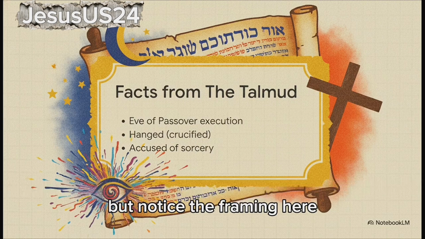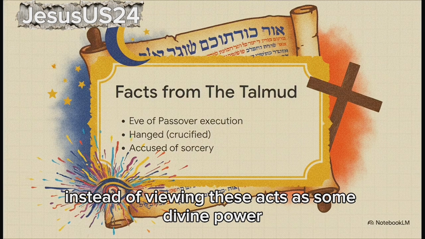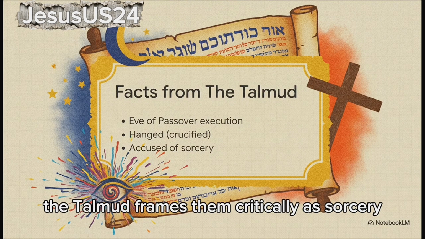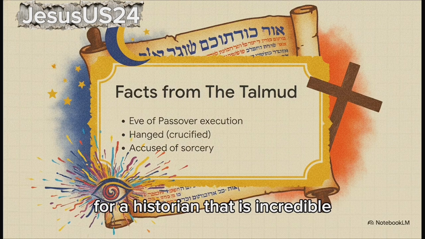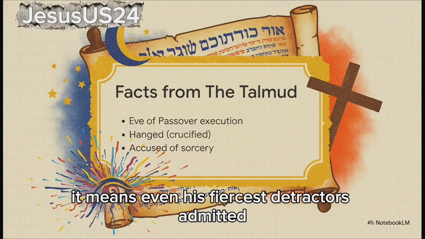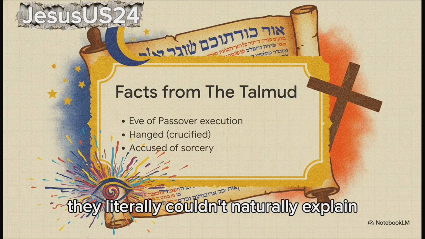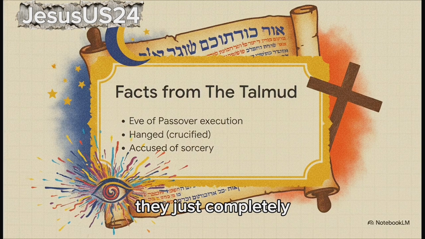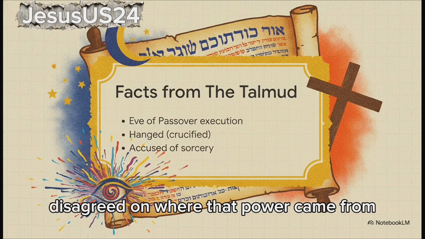But notice the framing here. Instead of viewing these acts as some divine power, the Talmud frames them critically as sorcery. For a historian, that is incredible. It means even his fiercest detractors admitted he did things they literally couldn't naturally explain. They just completely disagreed on where that power came from.